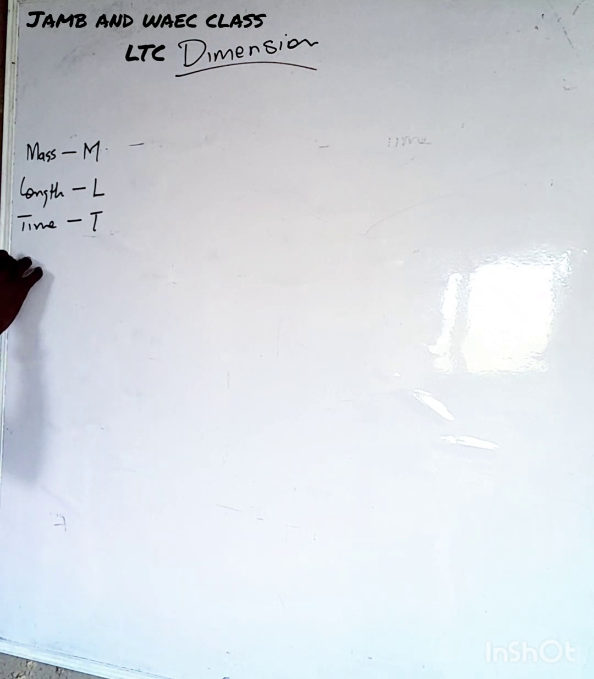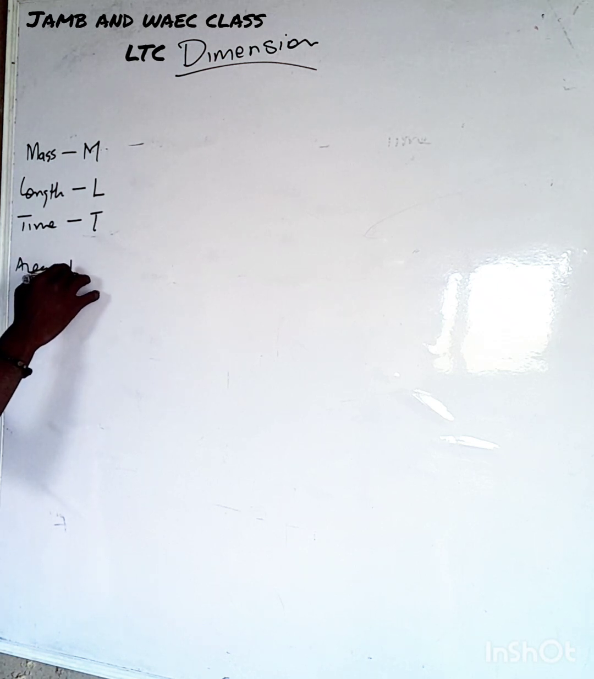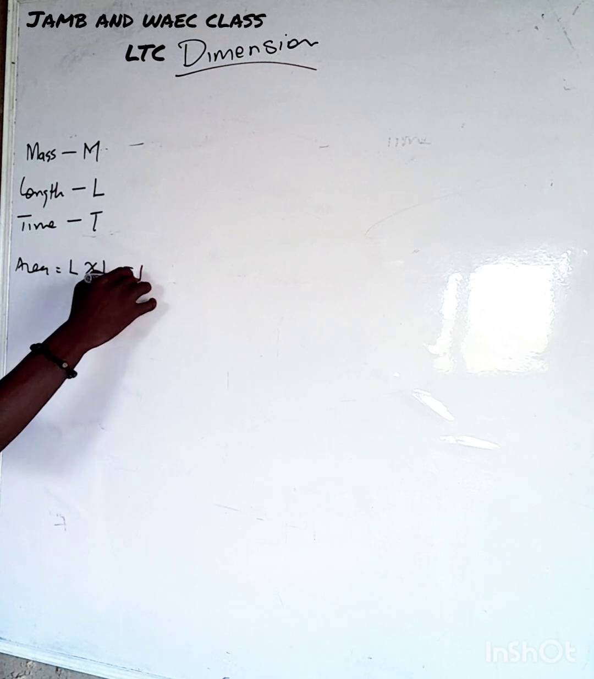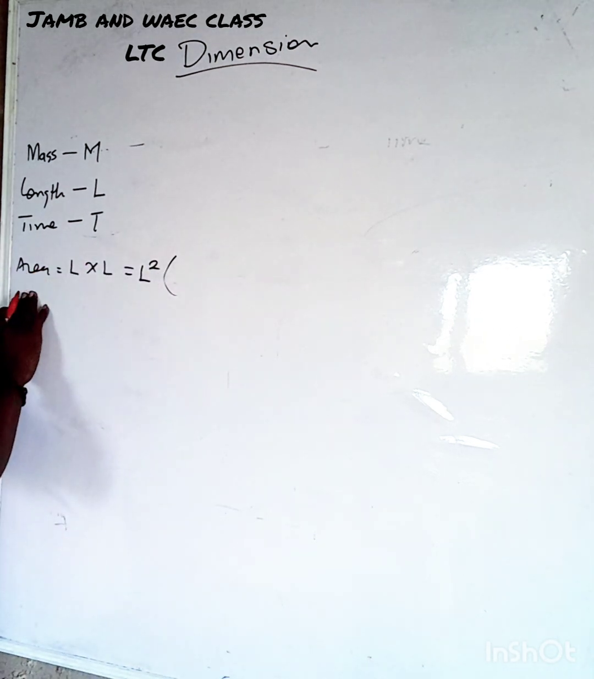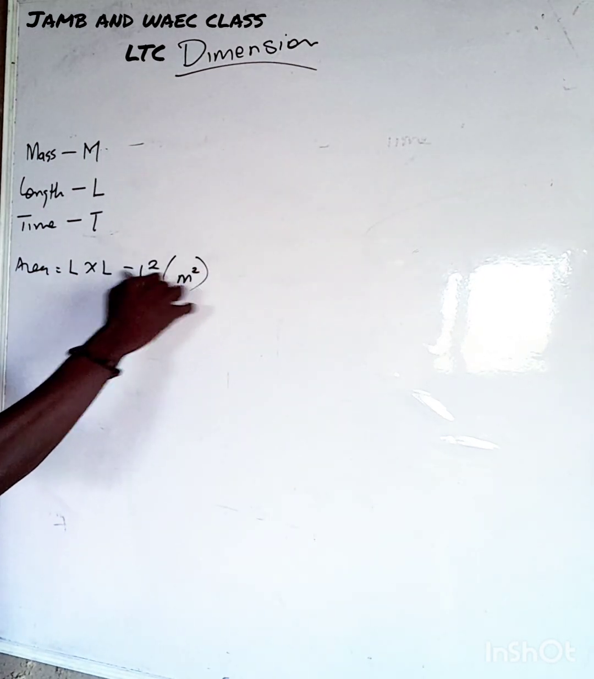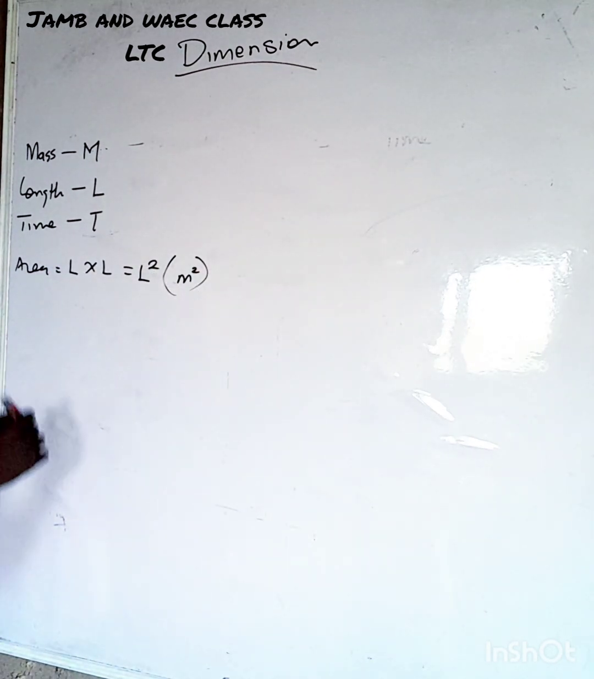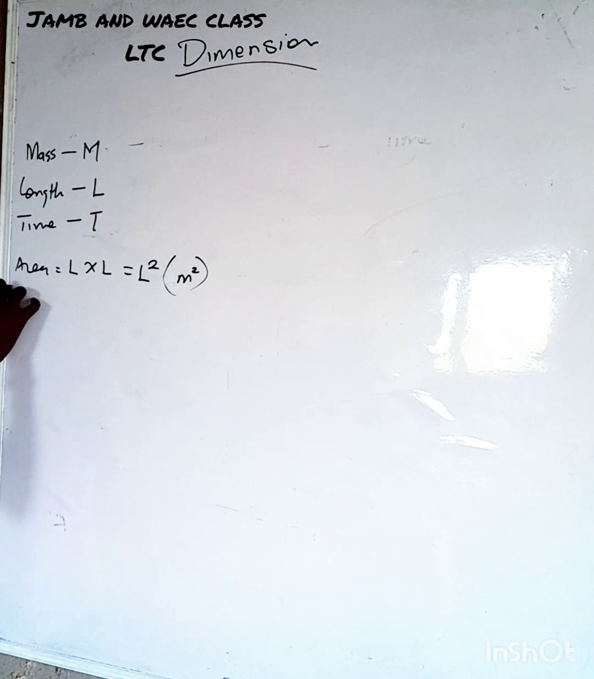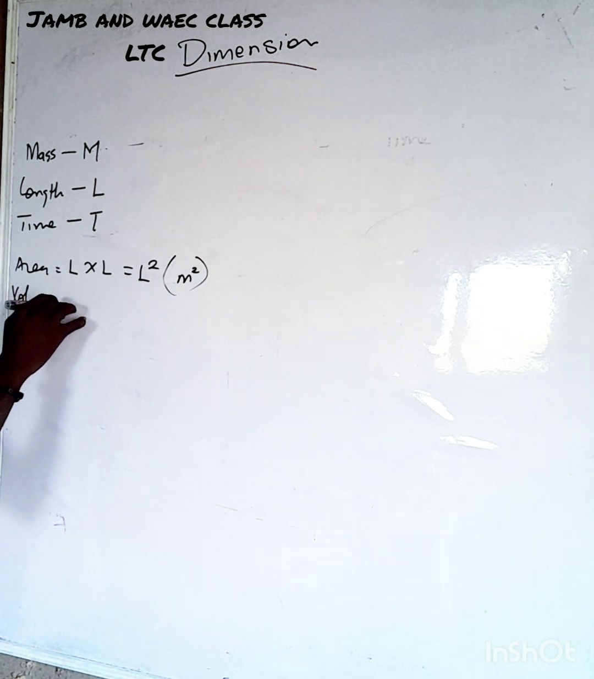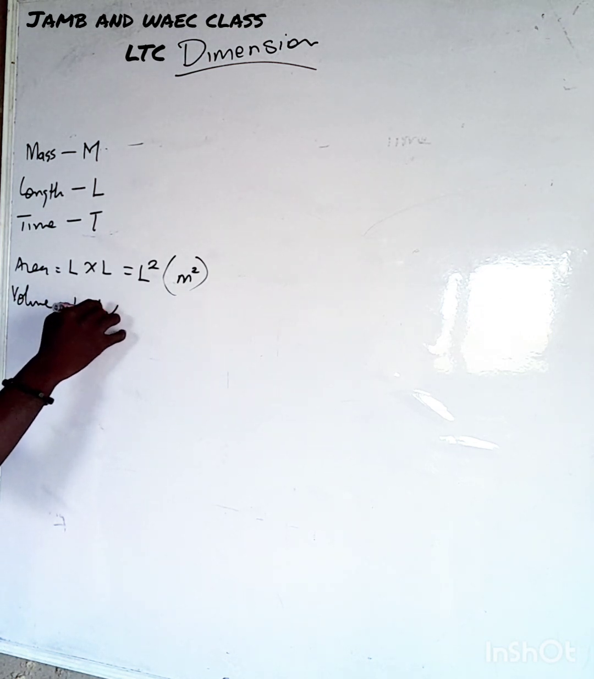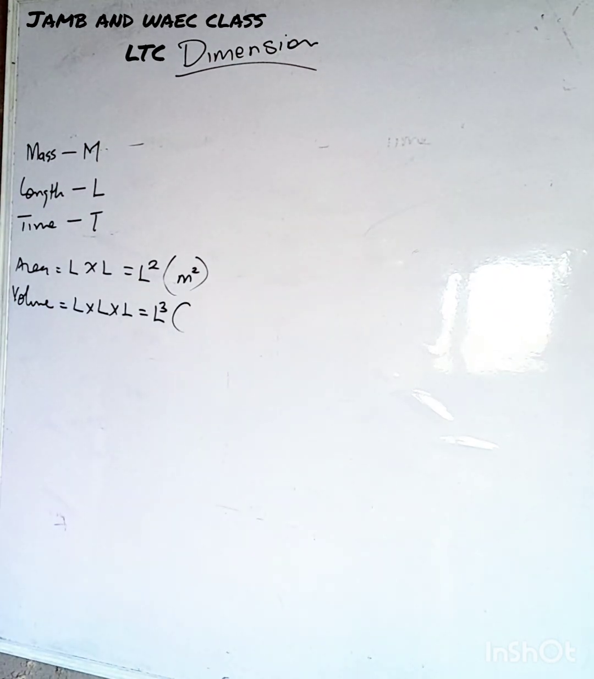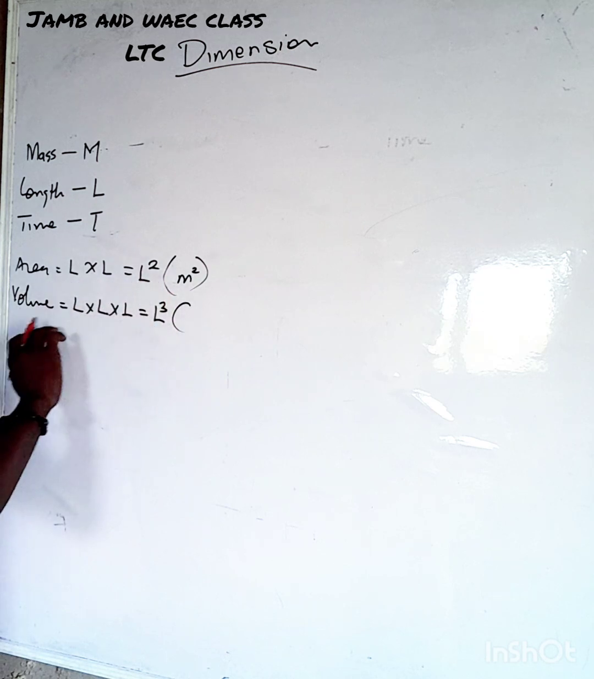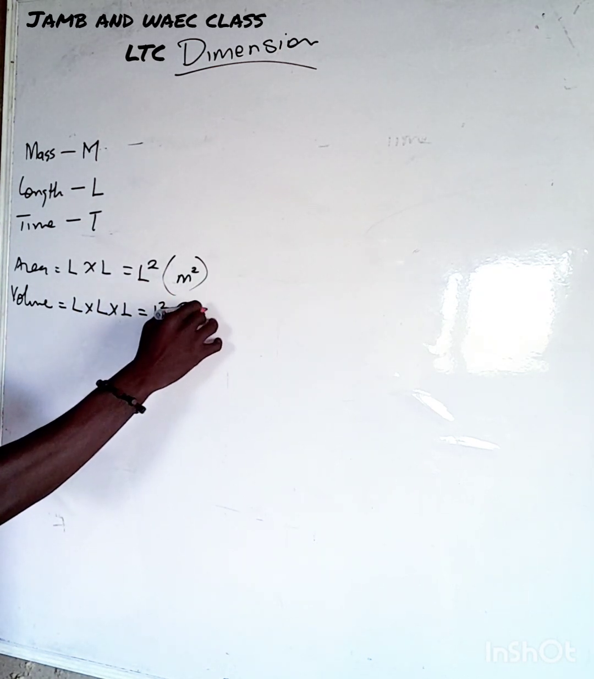If you are given area, under the dimension it is L, that is length times length, and that will give you L raised to power 2. That is why the unit of area is meter square or centimeter square and so on. Am I right? Yes, sir. If you are given volume, that is length times length times length, which is L raised to power 3. And that is why the unit of volume is meter cube.